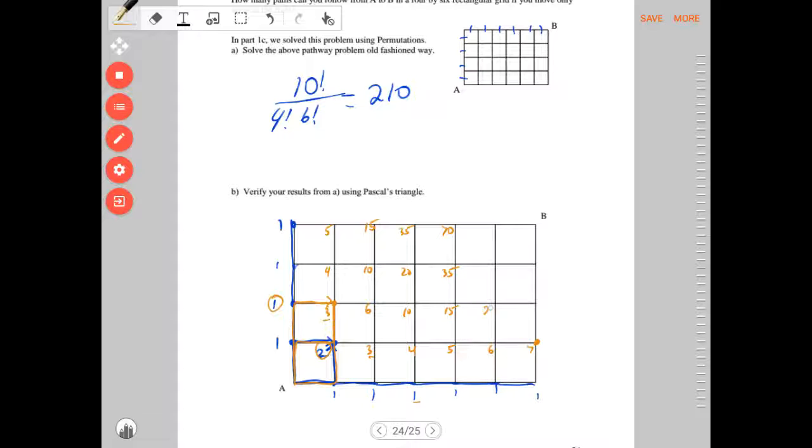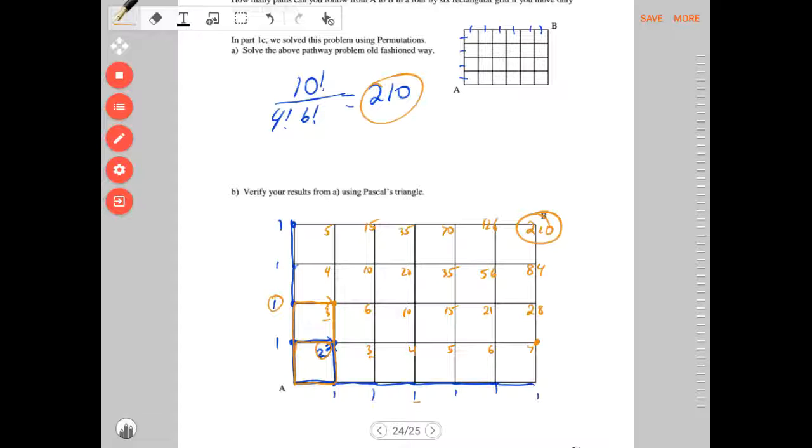15 and 6 is 21. 35 and 21 is 56. 70 and 56 makes 126. 21 and 7 makes 28. 56 and 28 makes 84. And 126 and 84 makes 210 ways of getting there.